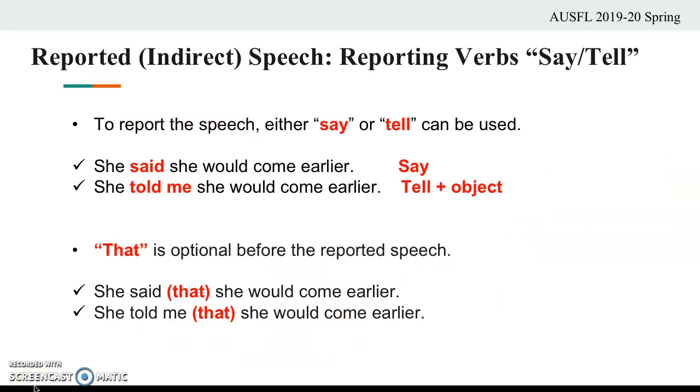Let's study the structure step by step. First, you need to choose your reporting verb. You can use either say or tell. Be careful. If you use tell to report a statement, you need an object. Have a look at these two examples. She said she would come earlier. She told me she would come earlier.